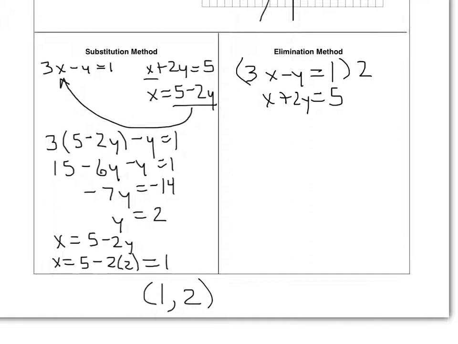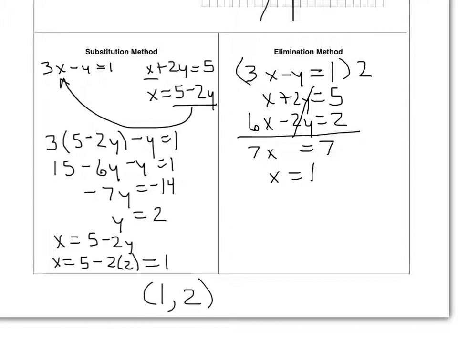All we have to do is multiply this first equation by 2, and then it will be 6x minus 2y equals 2. Notice that now the y's are opposites. One is plus 2y, one is minus 2y. So if we add these two equations together, the y's will cancel. So we have 7x equals 7, divide both sides by 7, and we get x equals 1. X is 1 is our answer.